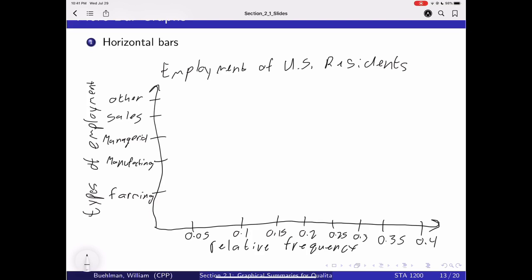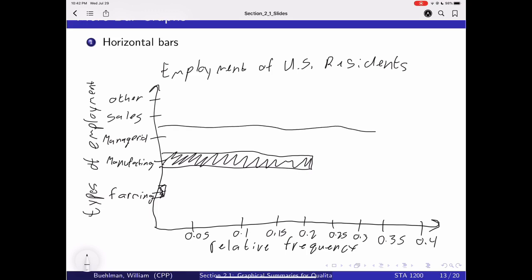So we do farming. If we look back, it was 0.007. So that is very small, like that. We can even fill it in if we want. Sometimes that makes it easier. Next we have manufacturing, which was 0.230. So I'm going to go over to about 0.2, slightly a little bit more. And again, sometimes if you fill it in, it makes it a little bit easier to read and see. So managerial was 0.373. So we're going to go past 0.35, about halfway to 0.4. And again, fill it in.